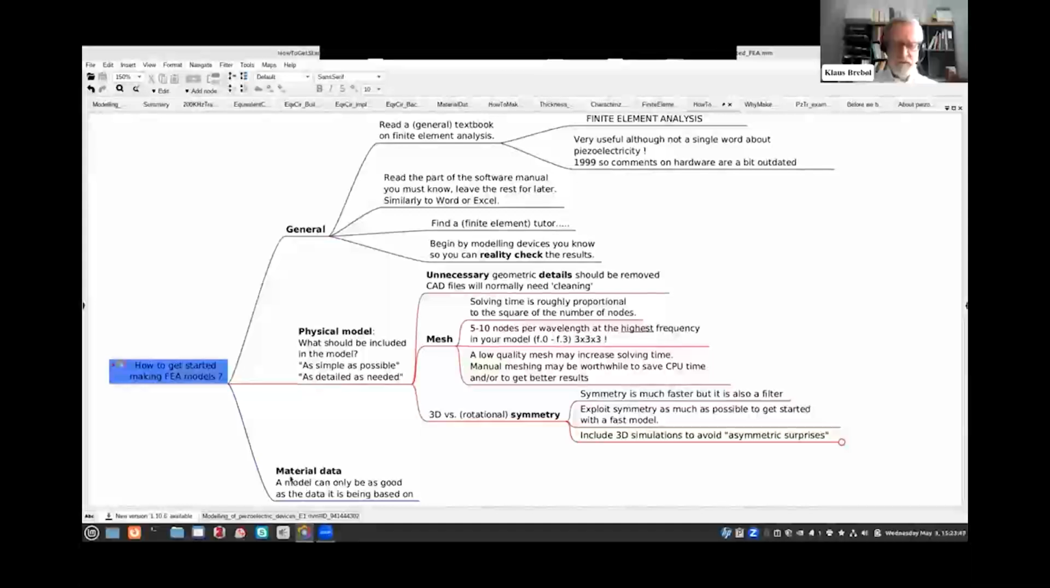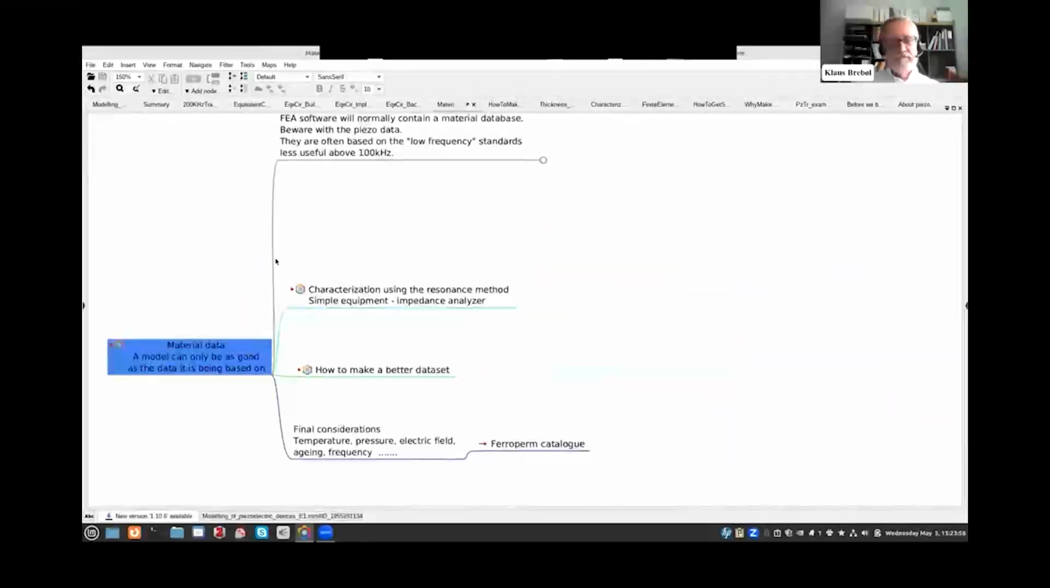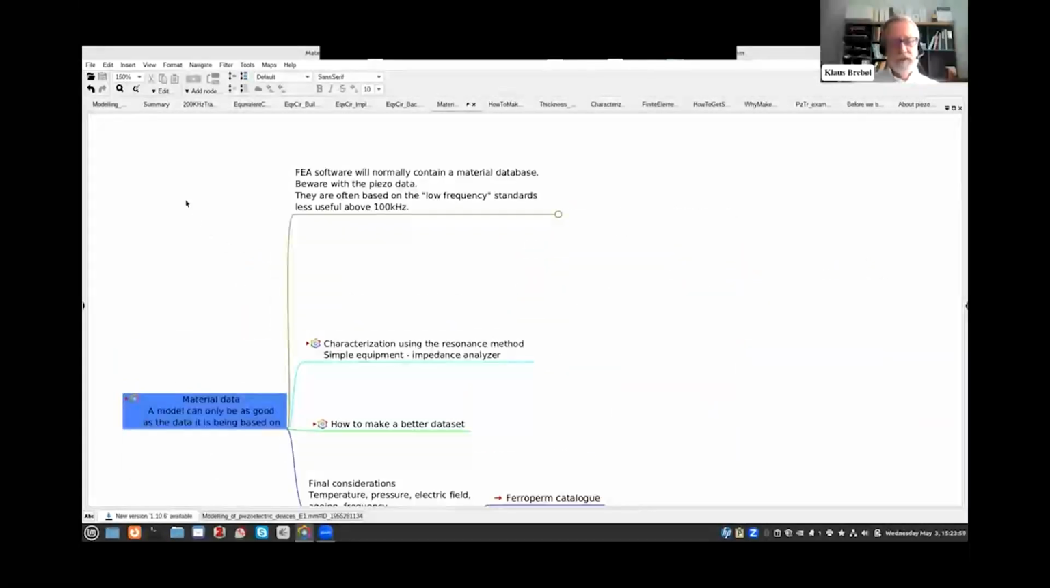Another thing is material data, because a model can only be as good as the data it's based on. What you normally see in finite element software is a database, where there will also be piezo data if your finite element software is for handling that. But I will give you a warning: if you are above 100 kilohertz, you may have a problem, because most of these databases are based on data measured according to industrial standards, and they are all what I prefer to call low frequency standards.